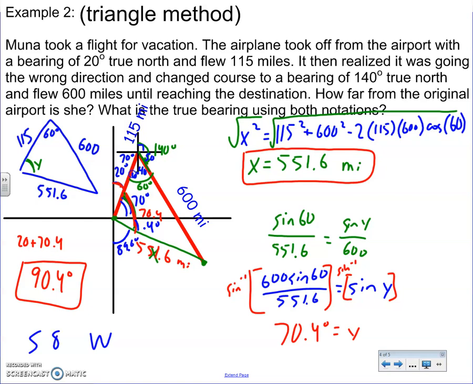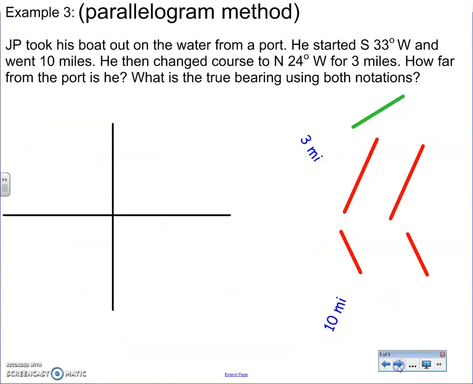So we did south 89.6 degrees west. That's the other bearing notation. All right, one more. JP took his boat on the water from port, started south, so going towards the south direction, but turning 30 degrees west. So he went down and turned left.